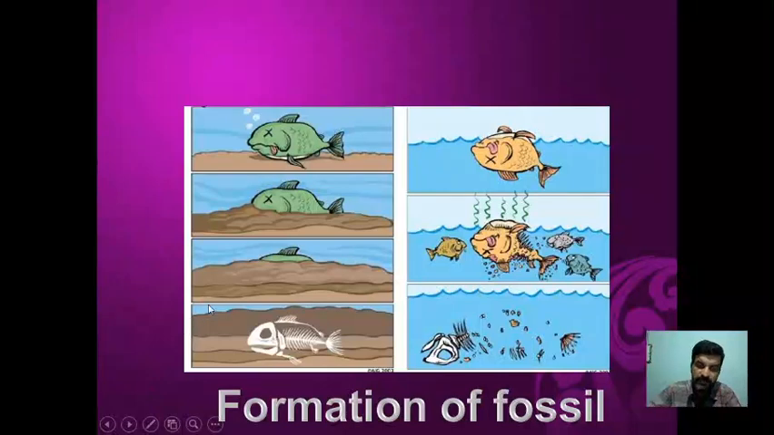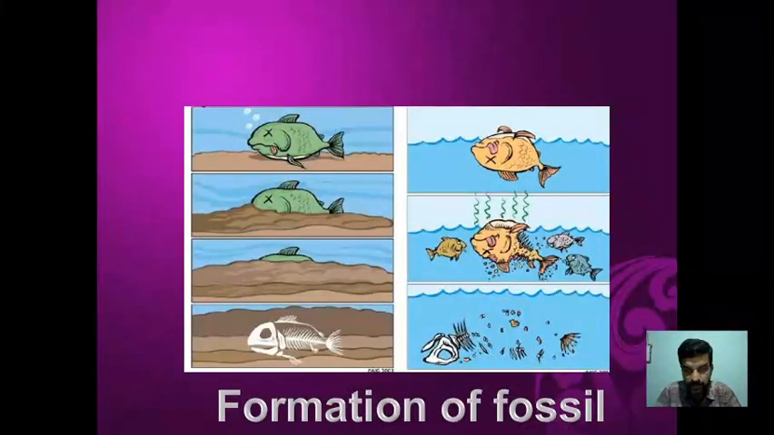Then how does fossil formation take place? Fossil formation takes place due to the formation of sedimentary rocks. Sedimentary rocks are formed by the deposition of soil and rocky materials layer by layer. So as the layer by layer deposition starts, whatever organisms were living at that particular time are going to be washed away and some of them will be preserved.